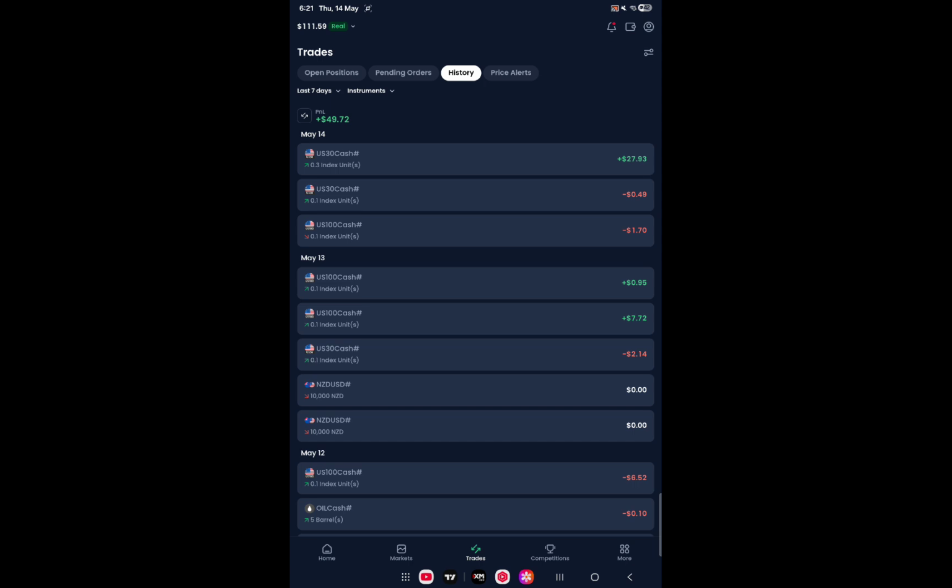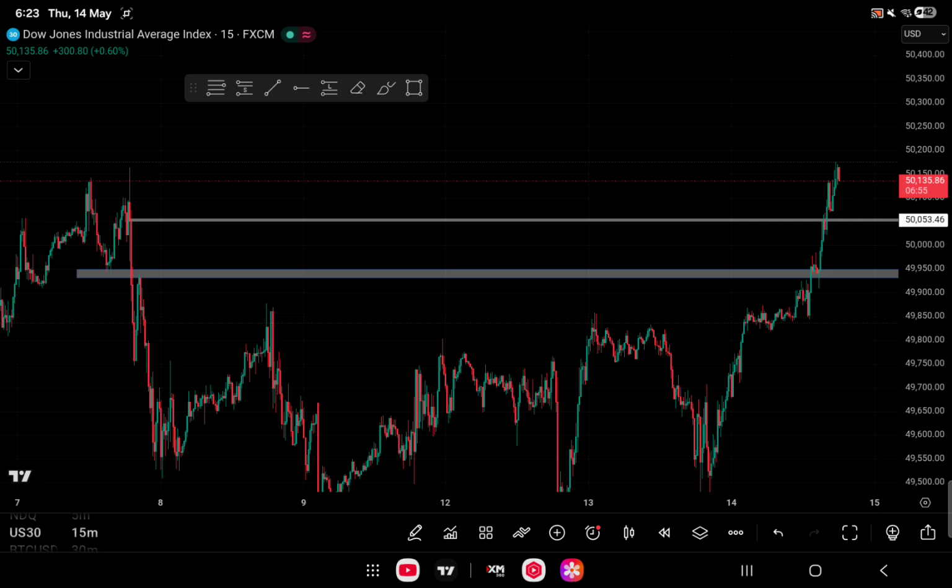Now this is the trade which I'm more excited about, this trade over here in US 30, and I'll be explaining this setup of US 30 in the London session that we took today in the afternoon. So coming back to TradingView, yeah, this is a chart of US 30 on a 15-minute time frame.